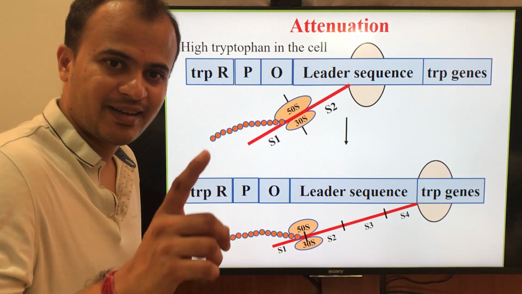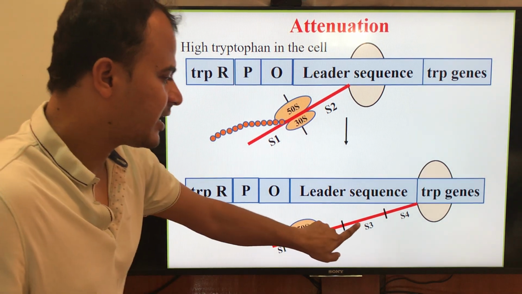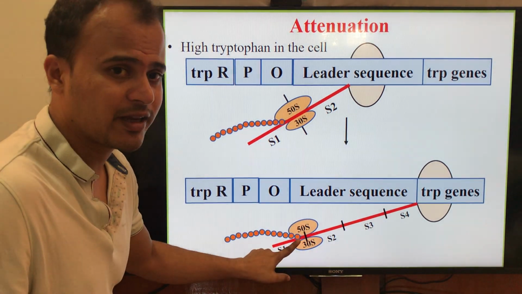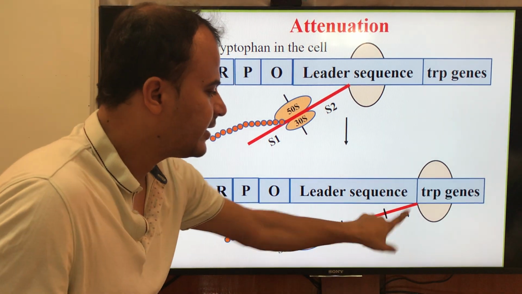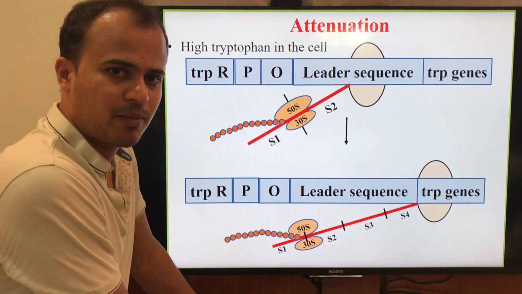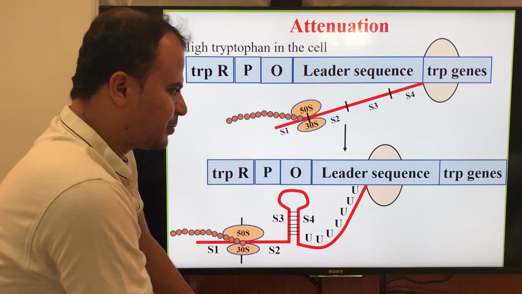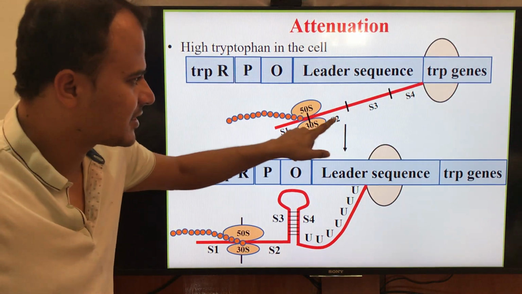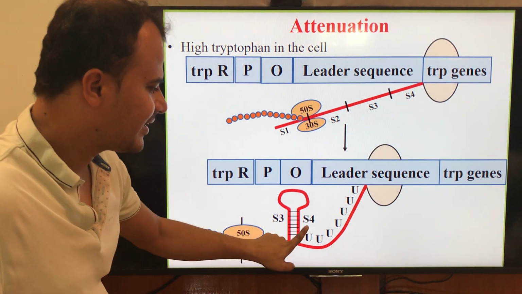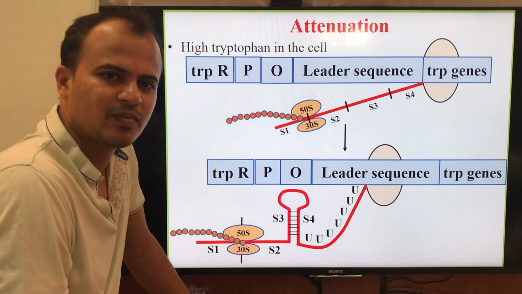So you know that S3 and S4 can form the stem loop structure. There are no ribosomes on S3 and S4 because the ribosomes have stopped their activity somewhere in the middle. S3 and S4 have self-complementation and they can form the stem loop structure. In the next picture you can see there is a transcription of the S3 and S4 region. Immediately S3 and S4 form the stem loop structure like this.